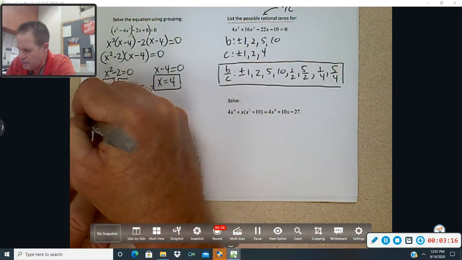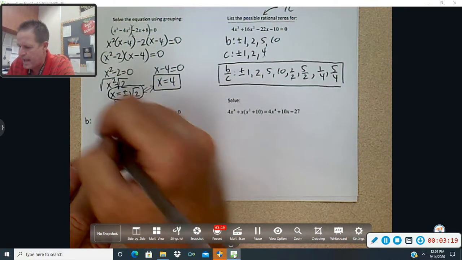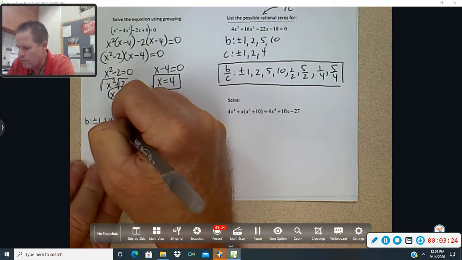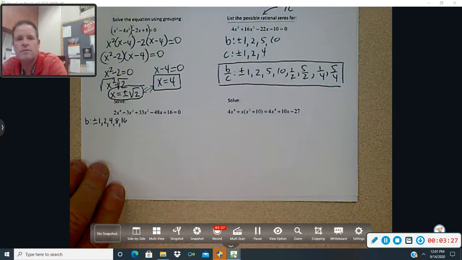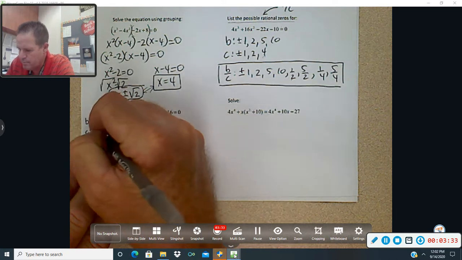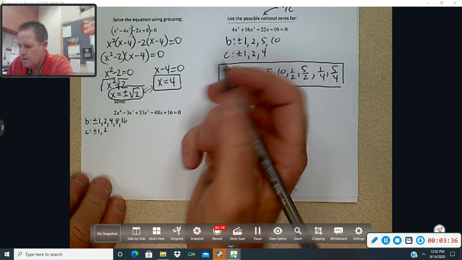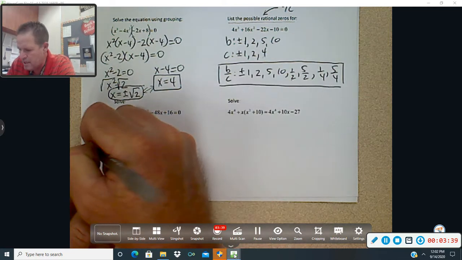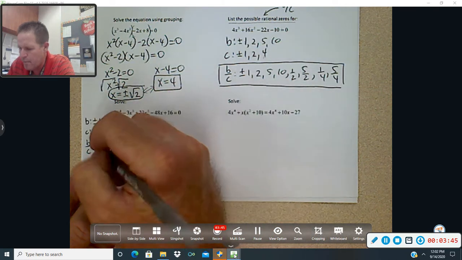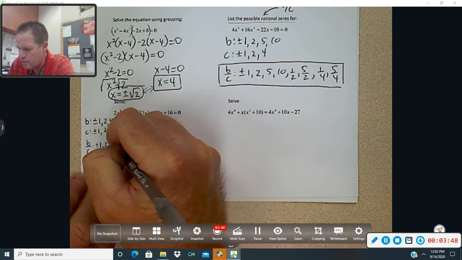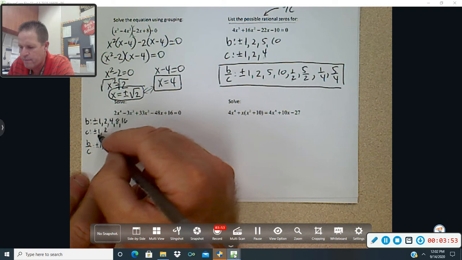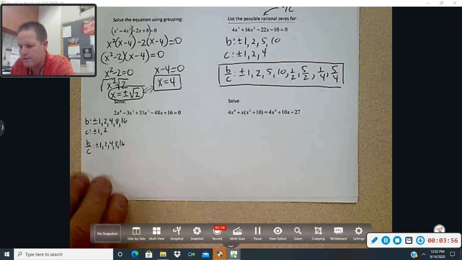So first thing you want to do is find your b's, all the factors of this back number. So 16, what are all the factors of that? 1, 2, 4, 8, and 16. C's are all the factors of the front number, plus or minus 1 and 2. So what we need to do now is b's divided by c's. If I divide by 1, the same list, 1, 2, 4, 8, and 16. Because again, if I divide 1 by 1, I get 1. 2 divided by 1, 4, 8, 16, all divided by 1 gives me the same thing.